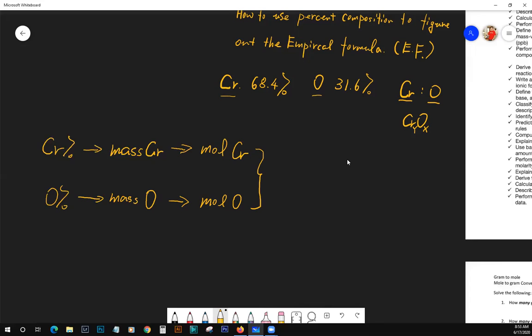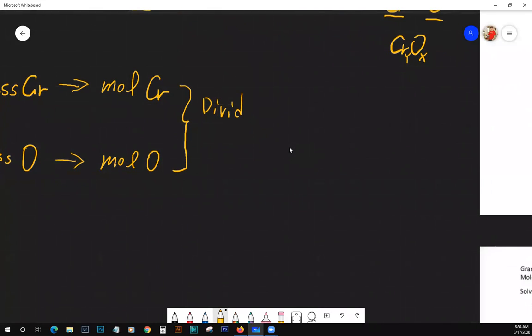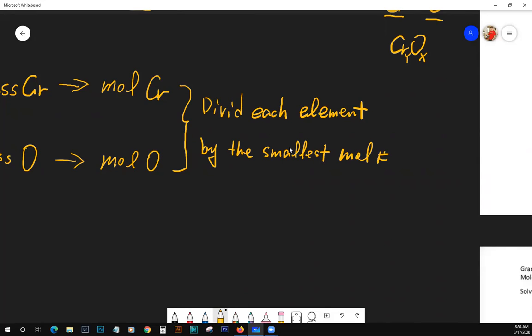The next step is to divide each element by the smallest mole number. If you don't know what that is, we will figure it out later. I first gave you the path. What are we going to do with it?